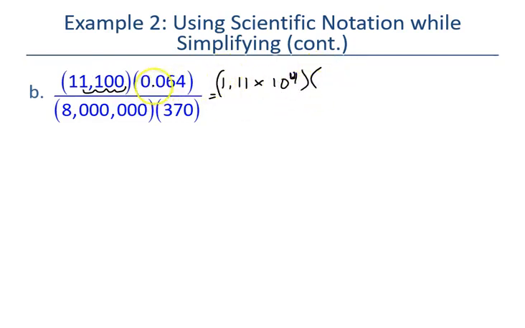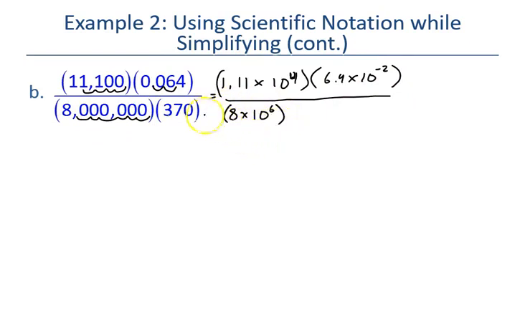And how about this next guy? I've got 1, 2. It's going to go in the negative direction. So I've got 6.4 times 10 to the negative 2, all over, here I've got 1, 2, 3, 4, 5, 6. So I've got 8 times 10 to the 6th. And then here I've got 1, 2. And then that's going to be 3.7 times 10 to the what?